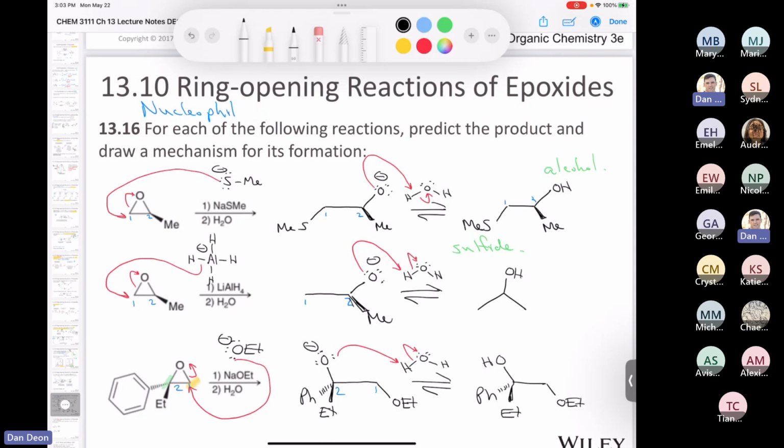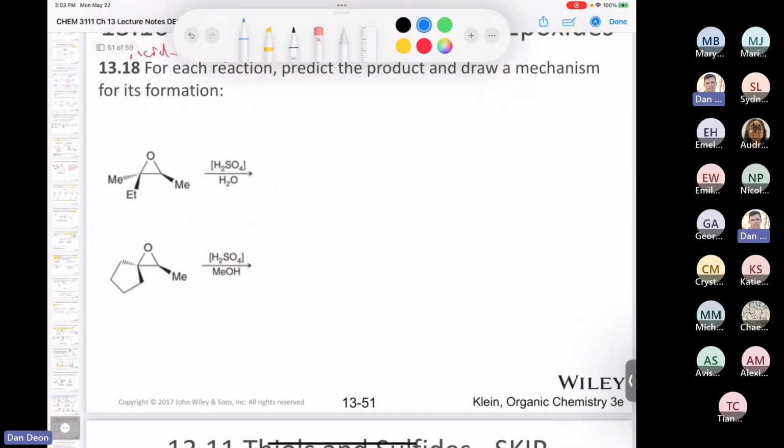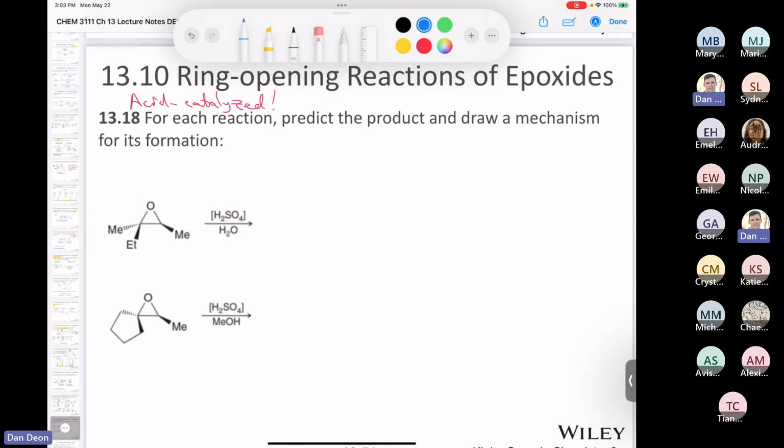Let's change this. Strong nucleophiles do not require acid. I didn't really have to capitalize require, did I? But anyhow, do not require acid, all right? So if we look at an acid catalyzed ring opening, here we have an acid catalyst. So what's going to happen?